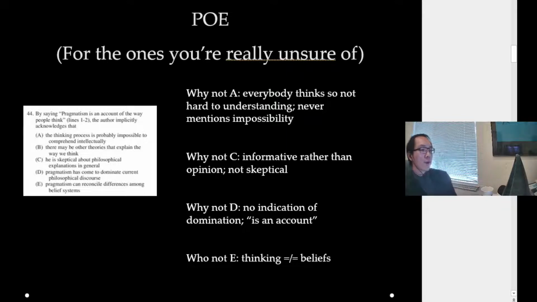So let's start with 44, right? The very first one is 44, and the question was, by saying pragmatism is an account of the way people think, we're looking at lines 1 through 2, the author implicitly acknowledges that... All right, we've got to break this question down because the language is a little bit tricky, right?